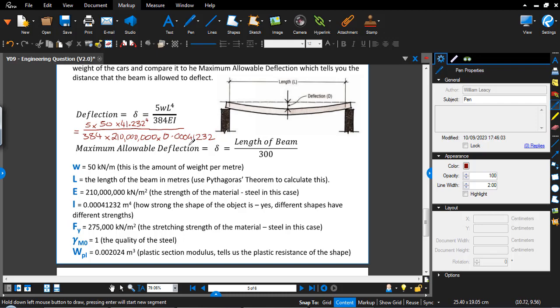So the deflection that I am getting is a bit small, so I'm just going to double check one more time. 5 times 50 times 41.232 to the power of 4, divided by 384, divided by 210,123,123, divided by the second moment of area. Yeah, sorry, the deflection I'm getting is not small.